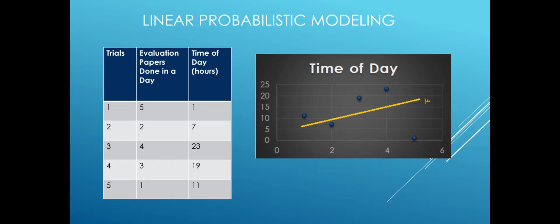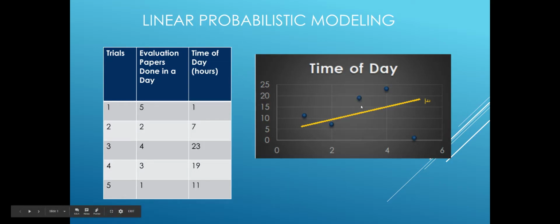So in this case, we have time of day and evaluation papers done in a day for our x and y values. Now in this graph, they should actually be flip-flopped, but let's just assume they're flip-flopped at this point. Now this u value will represent our expected value of our scatter plot here. We plotted a scatter plot, and these points here are expected values.